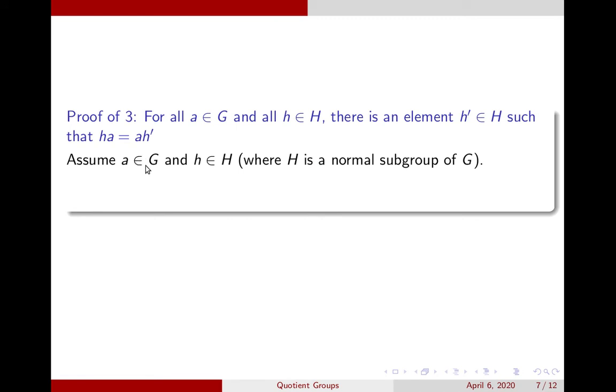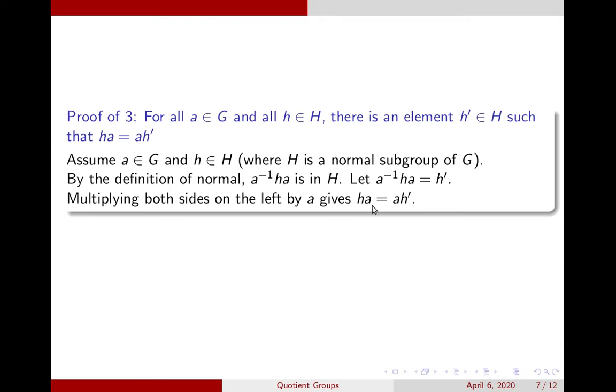Okay, so we'll assume that we have an element a of G, and an element h of capital H, where H is a normal subgroup of G. By the definition of normality, we know that a inverse h a has to be in capital H. So let's give this a name: a inverse h a, we'll call it h prime, little h prime. It's an element of capital H.